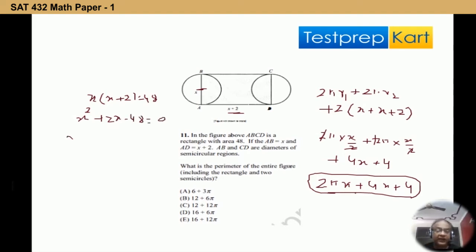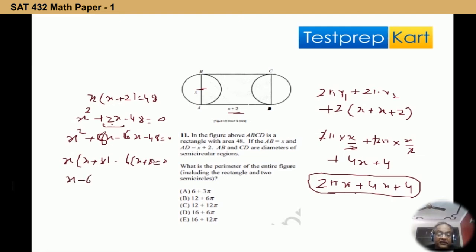That is x square plus 8x minus 6x minus 48 is 0, that's splitting the middle term. So x into x plus 8 minus 6 into x plus 8 is 0. So if you factorize this, it will be actually x minus 6 into x plus 8 is 0. And therefore x is equal to 6 or x equal to negative 8. X equal to negative 8 is not possible because lengths are always positive. So x equal to 6 is the only option.